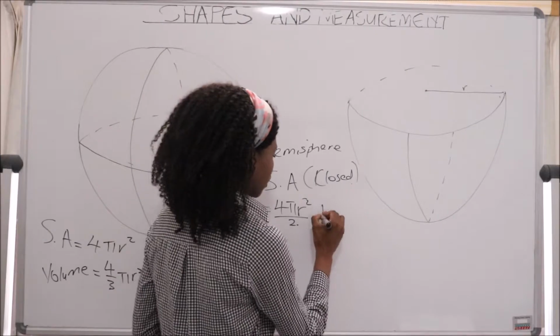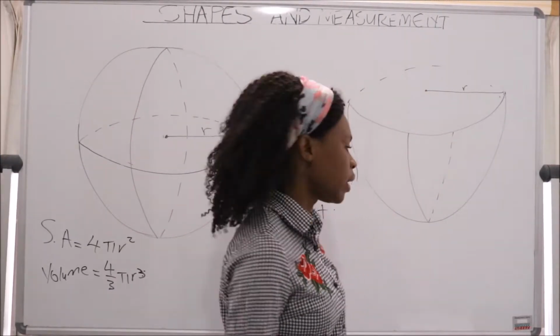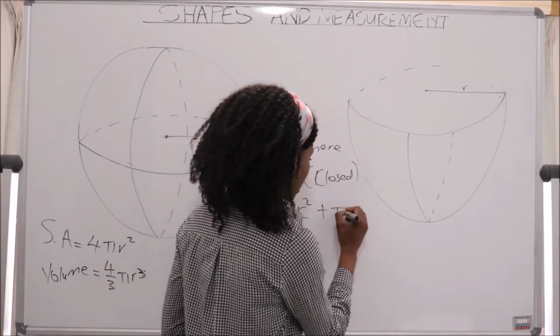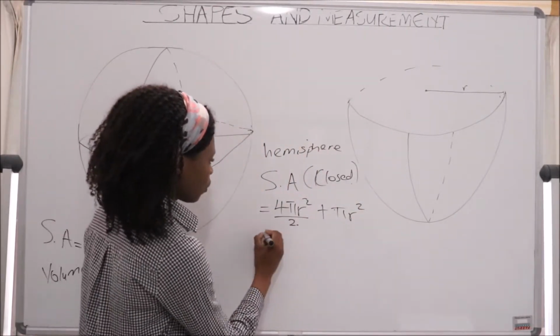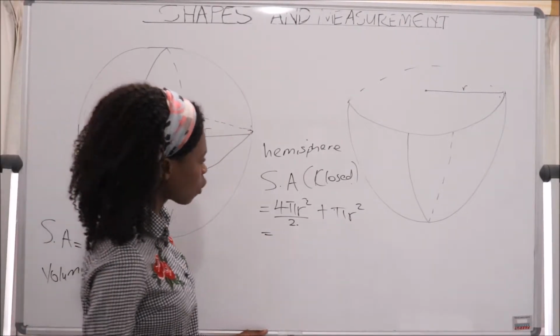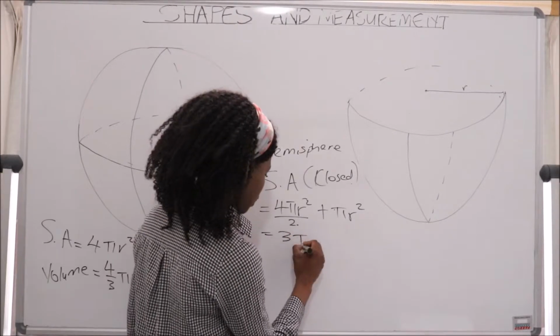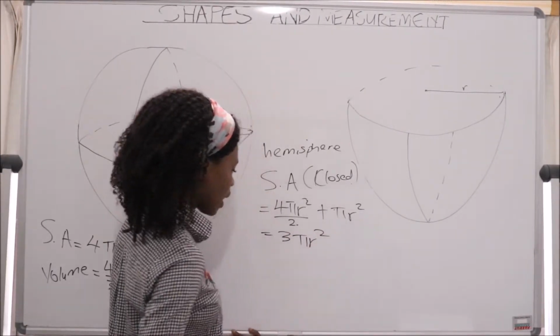And when it's closed, remember that we'll have another circle which closes it. So we have to now add the area of a circle, which is equal to pi r squared. That's when we need the surface area of a closed hemisphere, the equation is equal to 3 pi r squared. Sorry guys, it's 3 pi r squared.